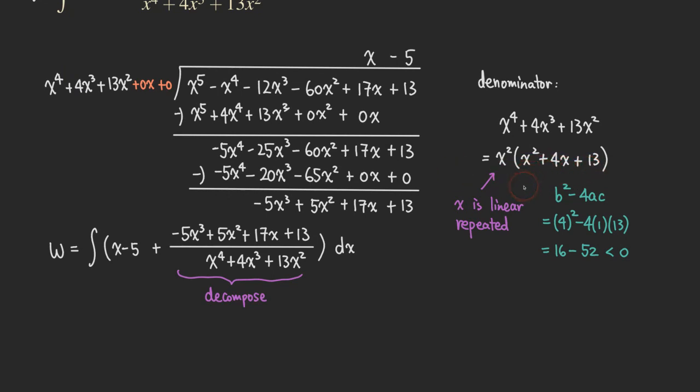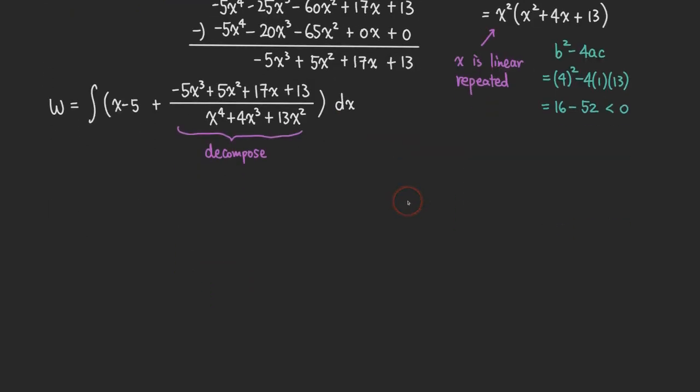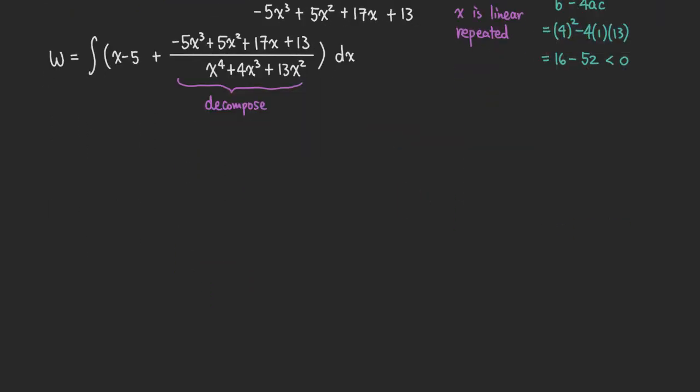Now let's write down the form of the decomposition. So let's go down. And so now how do we write that decomposition right here? It's going to be this. Let's take the numerator here, and let's just copy the whole fraction. So we have negative 5x cubed plus 5x squared plus 17x plus 13 over x to the fourth plus 4x cubed, and then plus 13x squared.